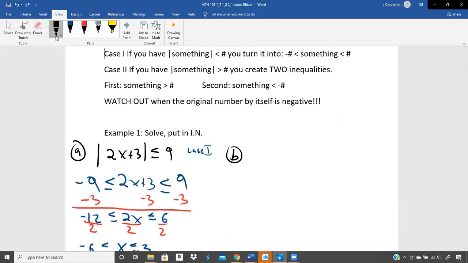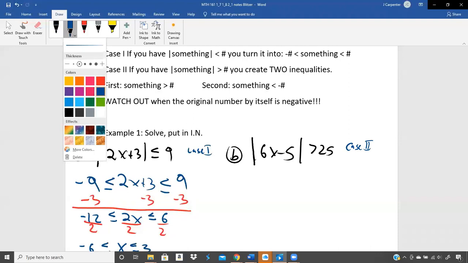All right, rambling aside, background aside, let's see what this looks like. The absolute value of 6x minus 5 is bigger than 25. So this is clearly case 2, because we have the absolute value of something bigger than a number. And these absolute values don't already have to be isolated. You might have to do that. Again, I'm just getting down to brass tacks.